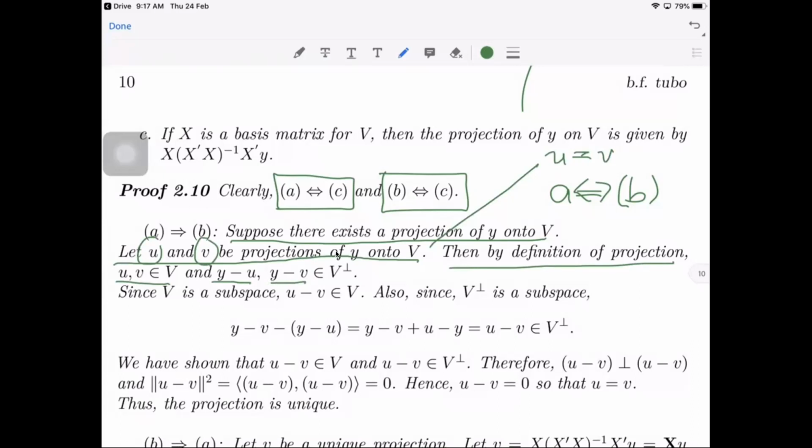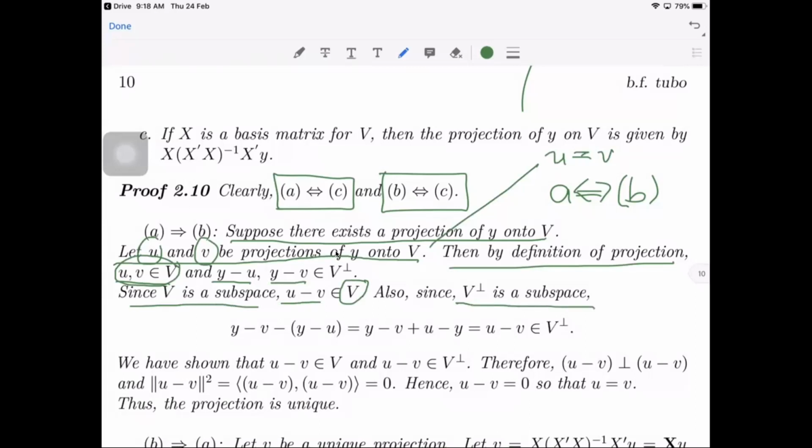Now, since V is a subspace, a subspace is closed under taking linear combinations. So if both U and V are in V, then U minus V, which is a linear combination of vectors in V, is also in V. Are you following? So V is a subspace. For a subspace, any linear combination of the vectors is also in that space. It's closed. So U minus V is also in V.